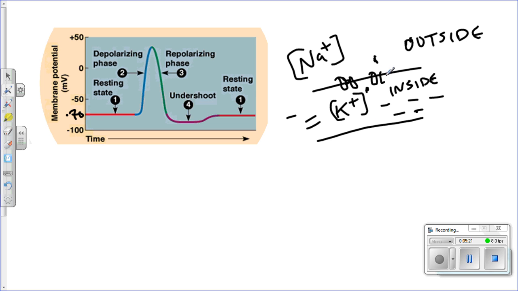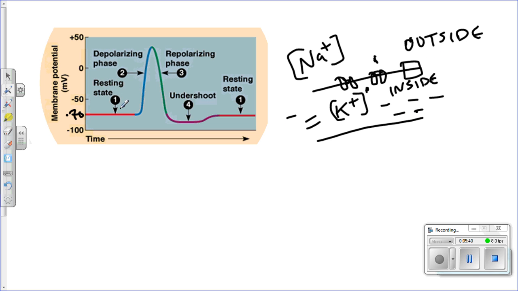There are gates that allow sodium to move specifically, and gates that allow potassium to move specifically. And then there are some other ones in here that are pumps that help us reestablish the resting state. They move sodium and potassium. Those are called sodium-potassium pumps, and those take energy in order to run.